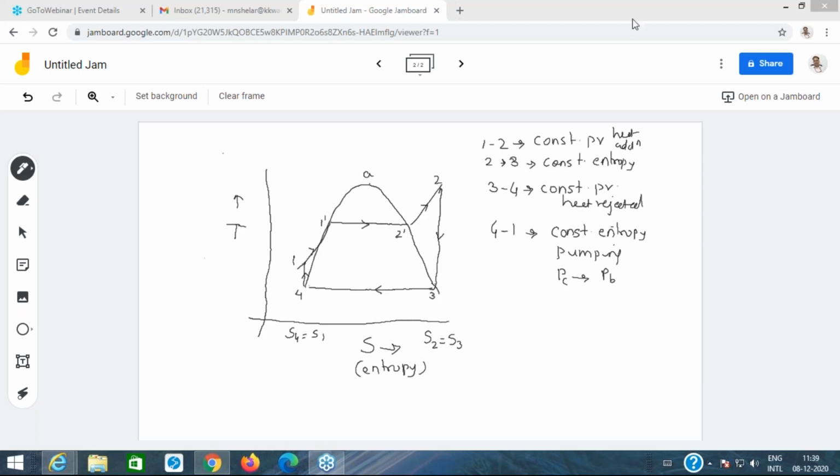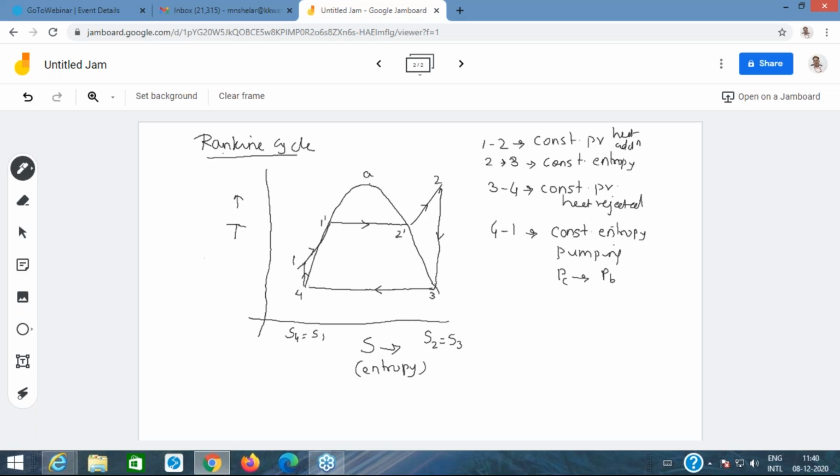Yeah, Ganesh, yeah. See, we are representing the Rankine cycle on the temperature entropy diagram. My objective is to represent the Rankine cycle on a temperature entropy diagram. Now, what are the processes in the Rankine cycle? There are 4 processes in the Rankine cycle, of which 2 are at constant pressure and the remaining 2 are at constant entropy. Because it is a cycle, you can start from any point. So I am starting at 1.